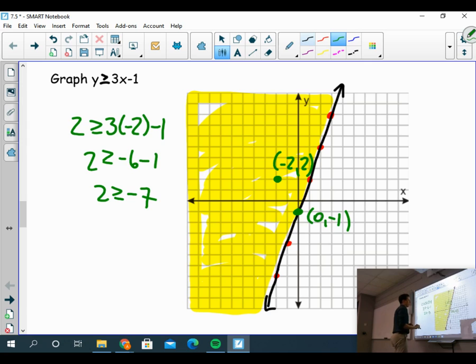And I do get a true math statement, and so I've shaded on the correct side. So this will be the graph of my inequality. I want to shade above because the open side's facing the y in slope-intercept. Solid line because it's an equal to. And again, that boundary is just going to be created by looking at the line y equals 3x minus 1 will act as the boundary.